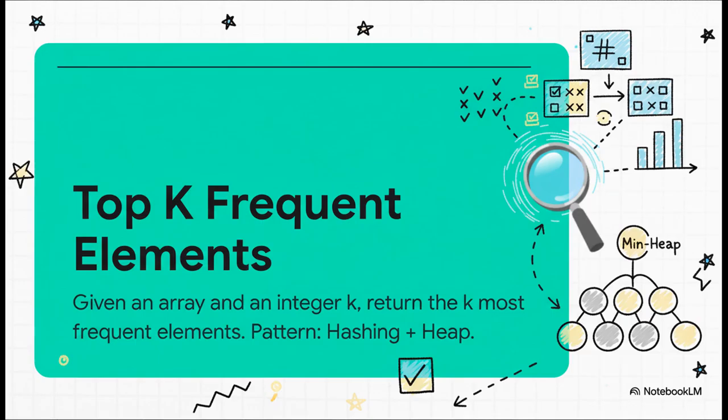Or how about finding the top K most frequent items in a list? This is another great one that uses a two-step pattern. First, you whip out our old friend the hash map to just count up how many times everything appears. Simple enough. Then comes the clever part. You use a min heap, which is a data structure that's really good at one thing, telling you the smallest item it's holding. By keeping the size of this heap limited to K, you can efficiently keep track of the top K biggest numbers you've found so far.